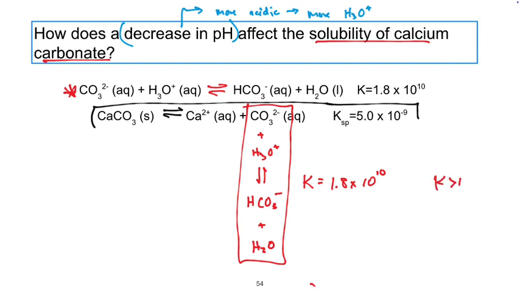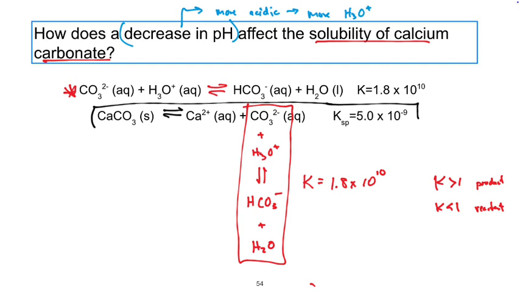K is either greater than 1 or K is less than 1. Those are our two options. If it's greater than 1, what does that mean? Product favored. If it's less than 1, what does that mean? Reactant favored. If we look at this K, what do we see? A K that is product favored.